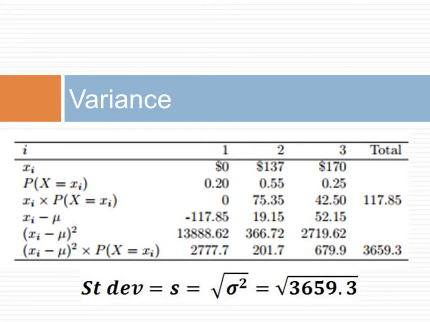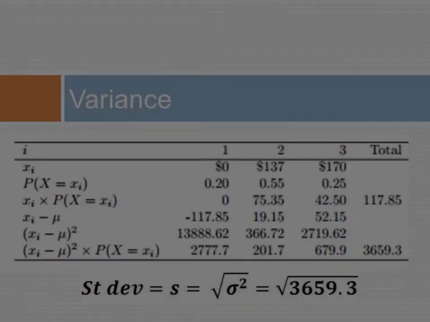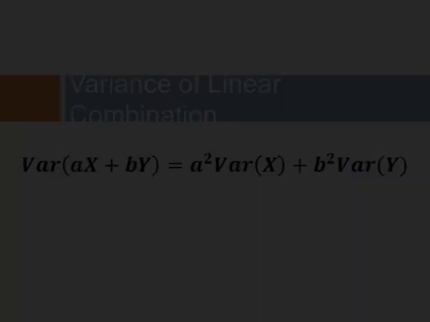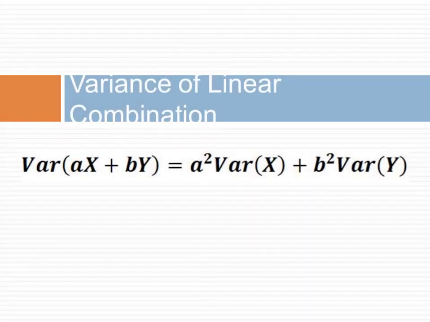The square root of variance is the standard deviation. In independent events, the expected value of a combination of variables is the proportional sum of the expected value of each component. Again, in independent events, the variance of the combination of random variables is the square of the proportion of the variables times the variance of each variable.